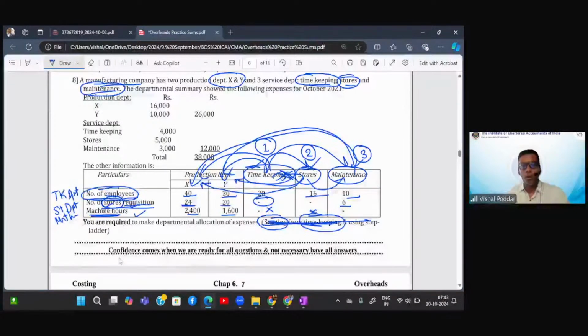So had they not given this in the sum, still I can do step ladder and identify myself which department I should start with, because in step ladder that is important: one service department is giving service to another, but not reciprocally. So we need to decide which service department is that, and the answer is to decide on the basis of the data available. I hope I have made this point clear and everybody has understood this conceptual point about the step ladder method. Yes, students?